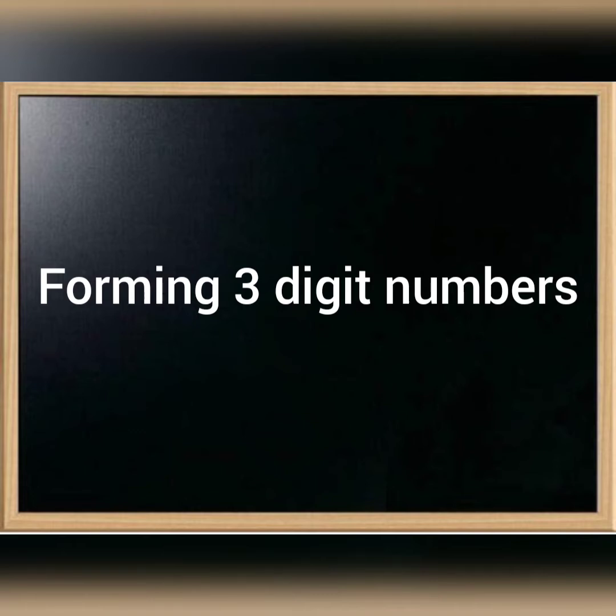Let's take one example. The numbers made by the digits 5, 1 and 8 are, first you look at the number 5. Then we can write 518. Again we can interchange the digits 8 and 1. We get 581.